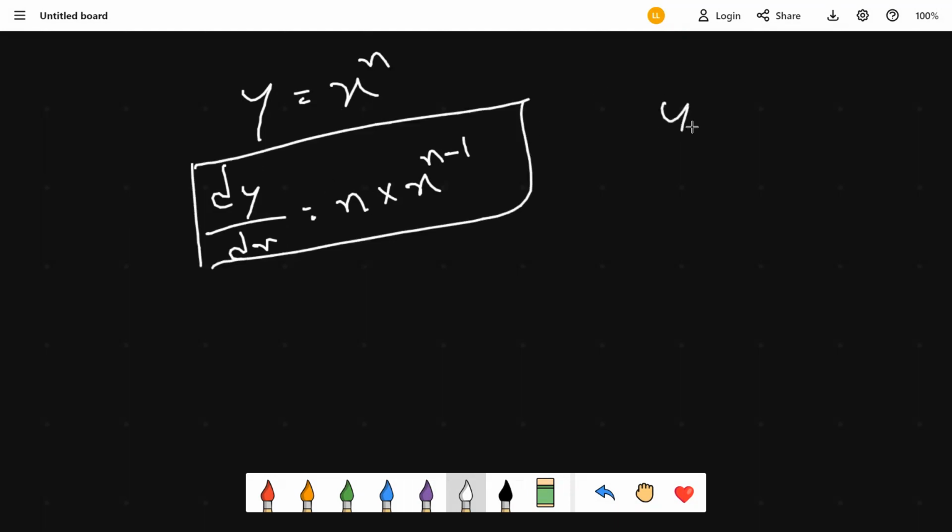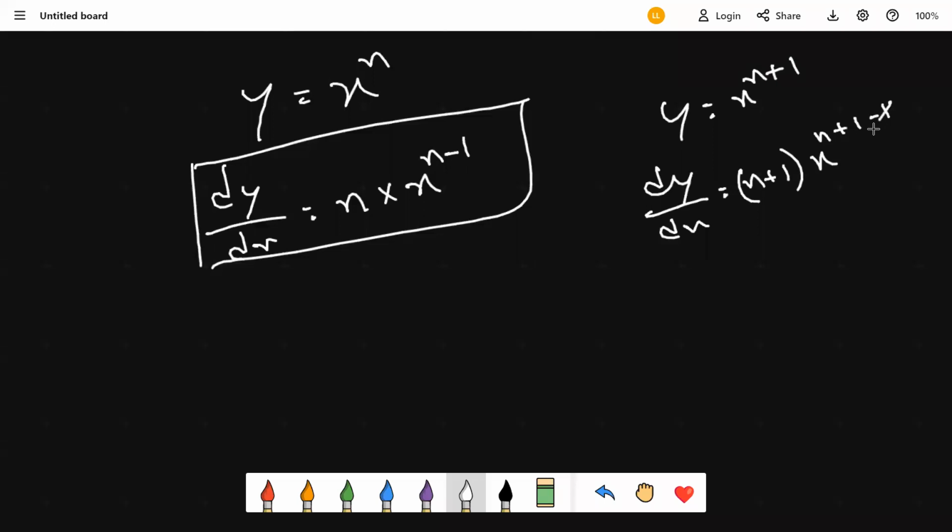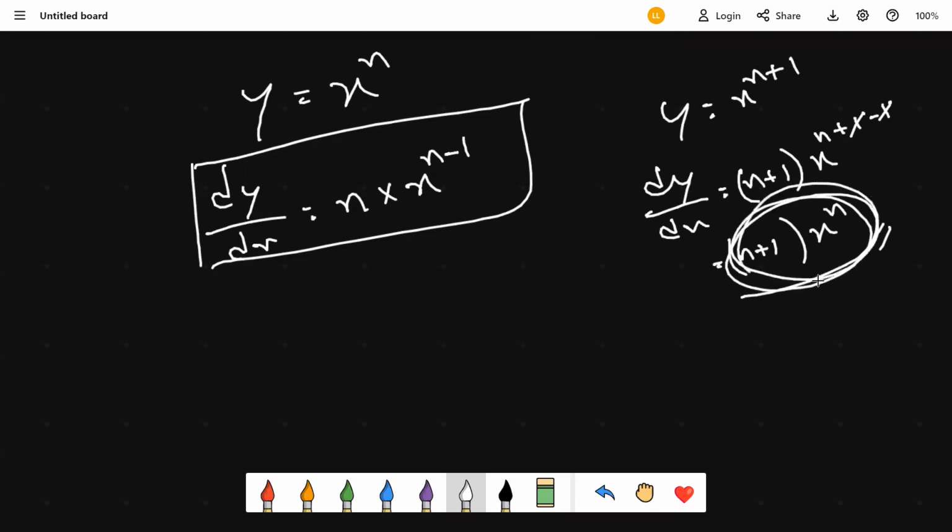Now let's say we have y equals x to the power n plus 1. How do we then differentiate this? Using the same formula, the power comes in the front, n plus 1, and the power gets reduced by 1. So n plus 1 minus 1, isn't it? This minus 1 and plus 1 get cancelled out. Simply we have n plus 1 x to the power n, isn't it? That's how it works.